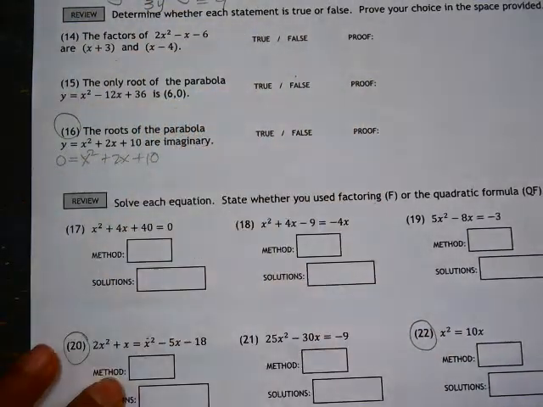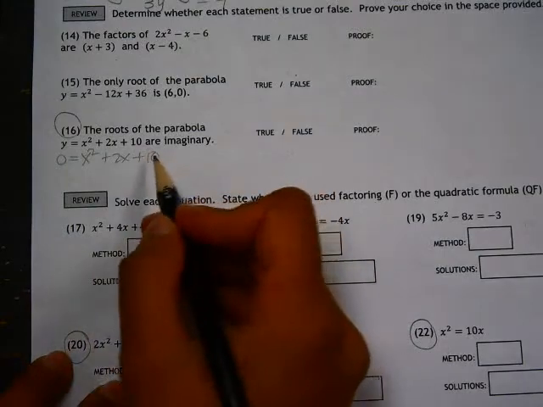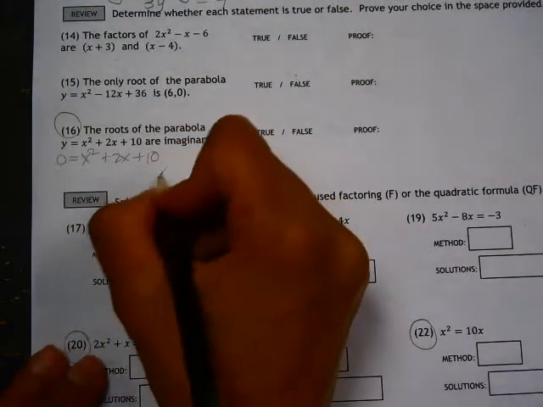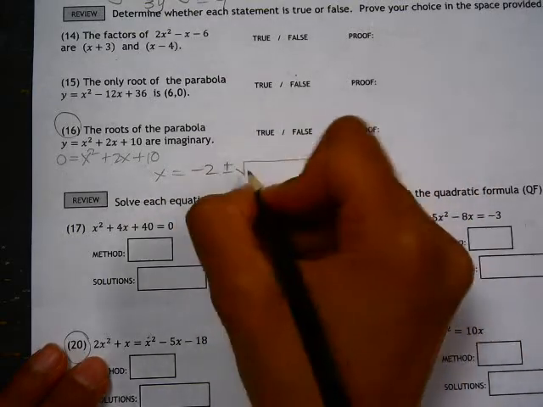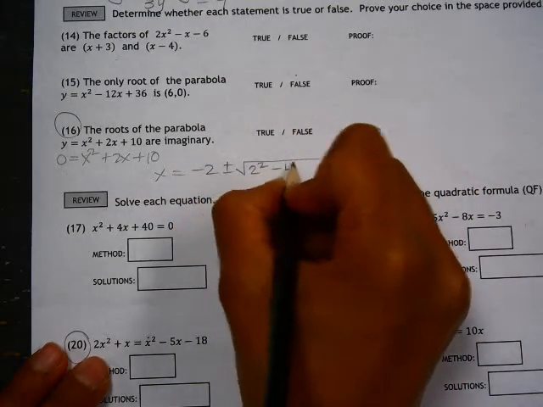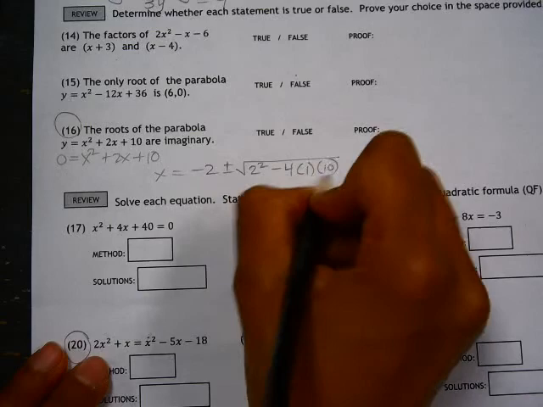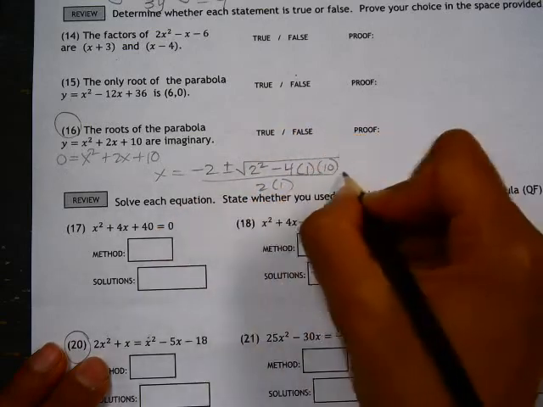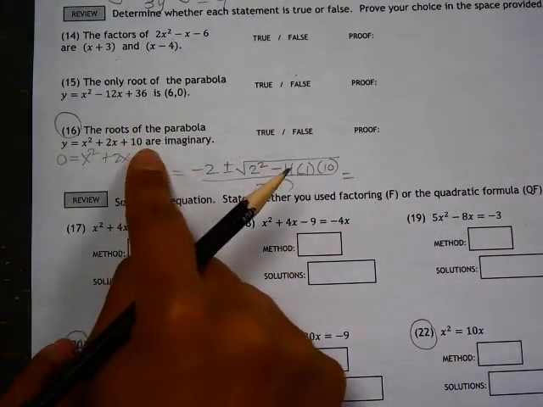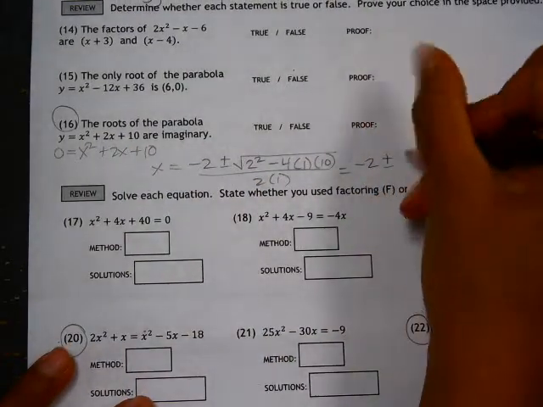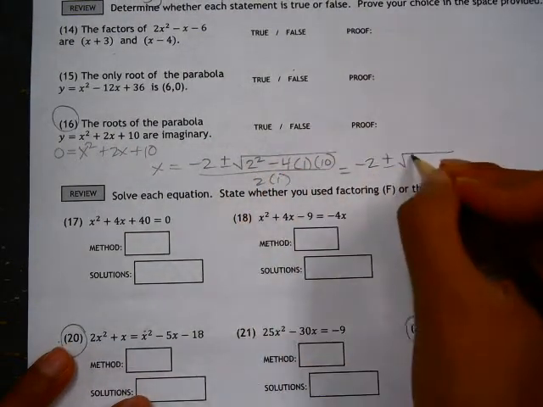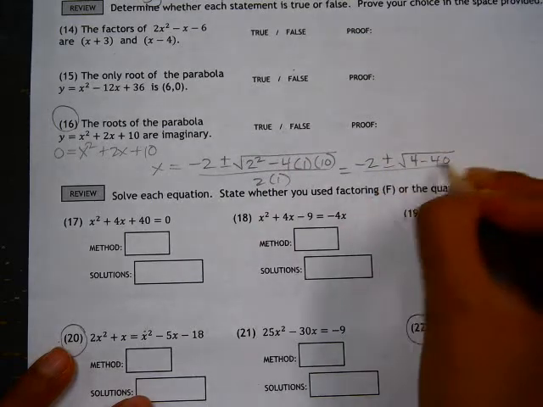We have a quadratic formula. This is not factorable, so I'm going to plug everything into the quadratic formula. Negative b plus or minus the square root of b squared minus 4ac over 2a. We are only deciding whether the roots are imaginary. We don't necessarily need to solve completely. In here we get 4 minus 40.